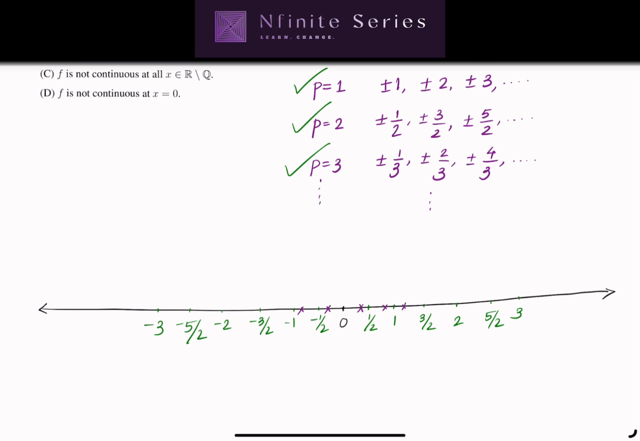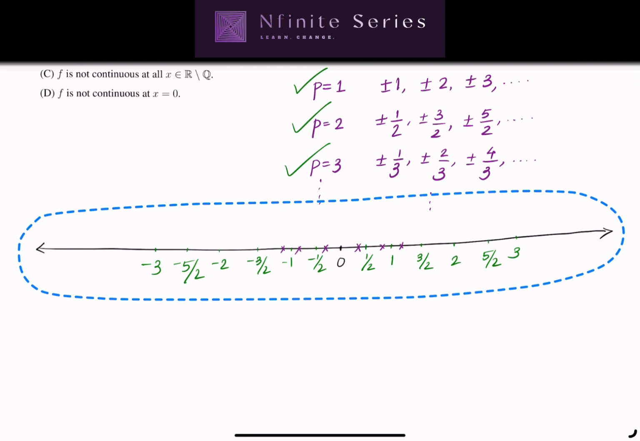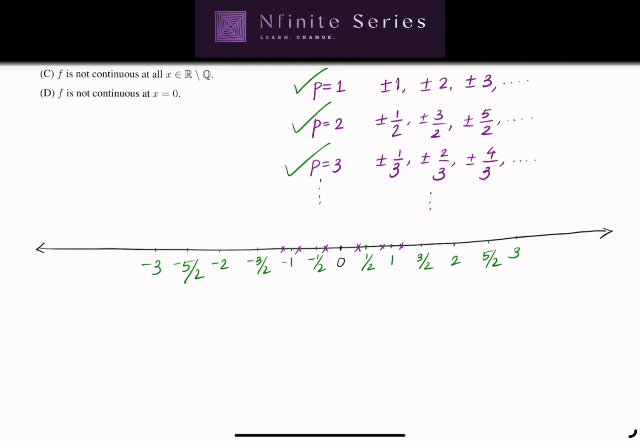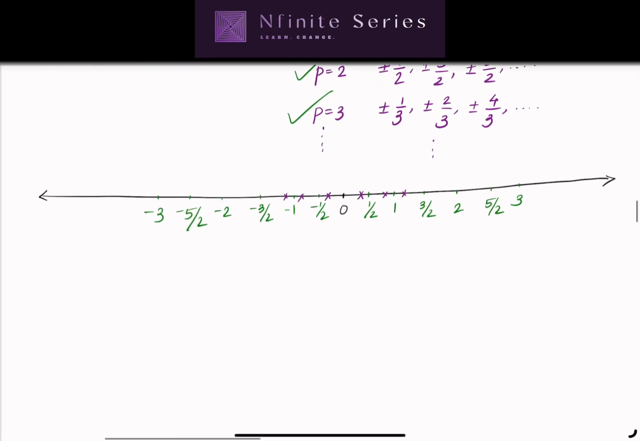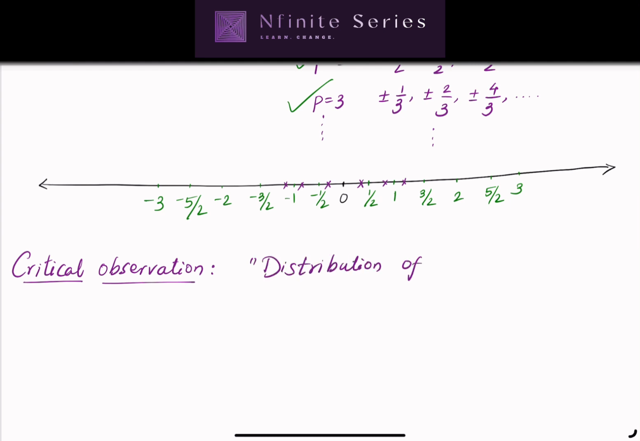So this representation of rational numbers in terms of p equal to 1, 2, 3, 4, etc. gives us a nice way of embedding rational numbers on the real line in layers. The first layer is for p equal to 1, the second for p equal to 2, the third for p equal to 3, and so on. Very nice. Now that we have noted these things, we note the following critical observation about these rational numbers. What we are interested in is the distribution of these rational numbers as functions of p.